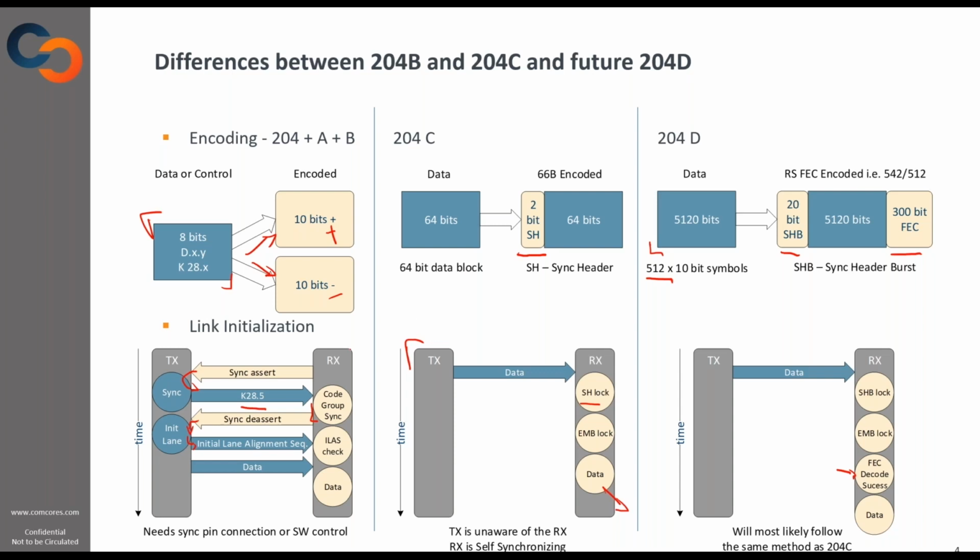What this means is that in the B standard, you would require a separate pin or some software control just to carry out this handshaking, right? So we have an extra pin.